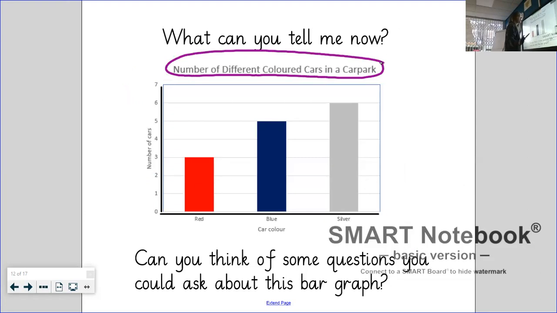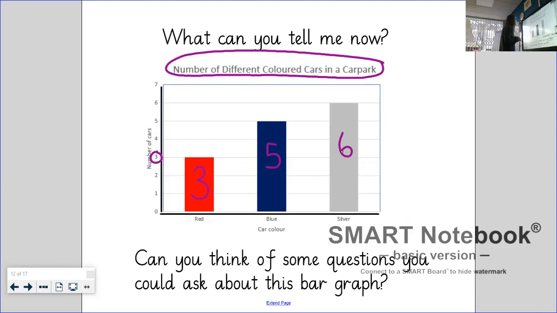And before I do anything, I'm going to add some information to this graph. I'm going to add my totals in. So I know that my red is 3, because look, that's what it goes up to on the scale. My blue one is 5, and my silver one is 6. So I've got some totals, and I've said here, can you think of some questions you could ask about this bar graph? So I'd like you to pause it and come up with some questions. Write them down. What questions could you ask? Off you go. Pause the video.